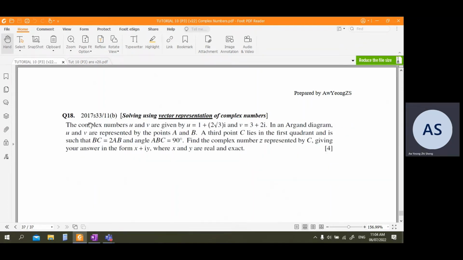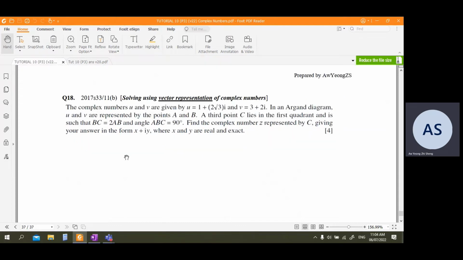Question 18 of your homework. This question gives you complex numbers u and v, given by u equals 1 plus 3i and v equals 3 plus 2i. They say in the Argand diagram, the points representing them are A and B, respectively. A third point C lies in the first quadrant and is such that BC equals 2AB, angle ABC equals 90 degrees. So you can try to draw out your Argand diagram. The first idea that comes to mind for most people might be to solve it by coordinate geometry.